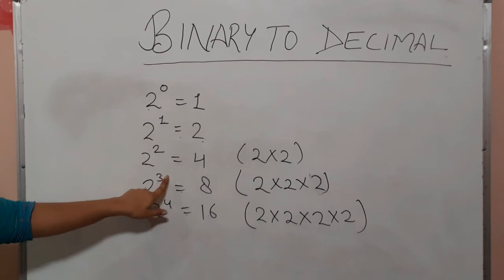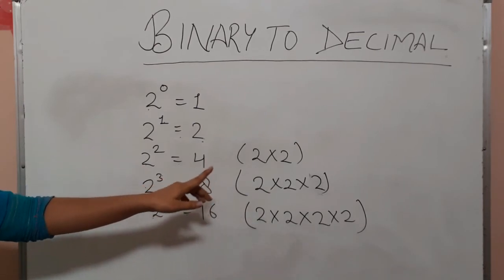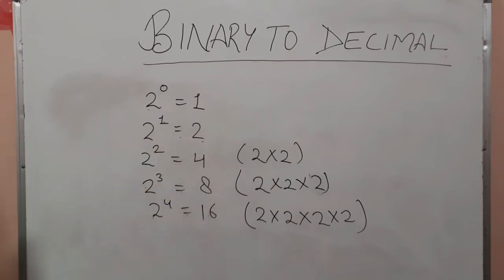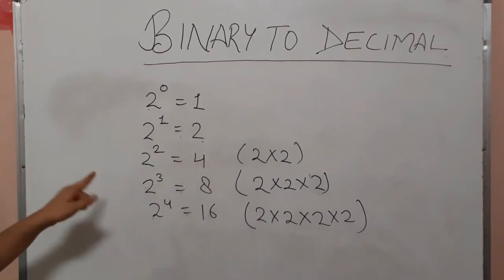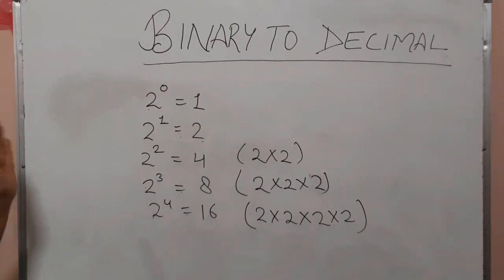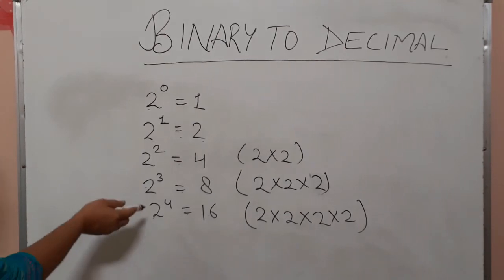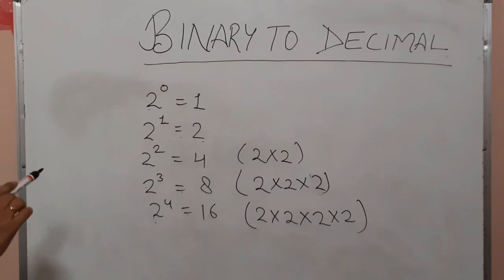Similarly, 2 to the power 3 equals 8 because we have multiplied 2 by itself 3 times: 2 multiplied by 2 multiplied by 2 equals 8. If it were 3, we would multiply 3 three times, 3 multiplied by 3 multiplied by 3, that is 27. Similarly we can do it for the last one also. 2 will be multiplied by itself 4 times, then we will get the value 16.